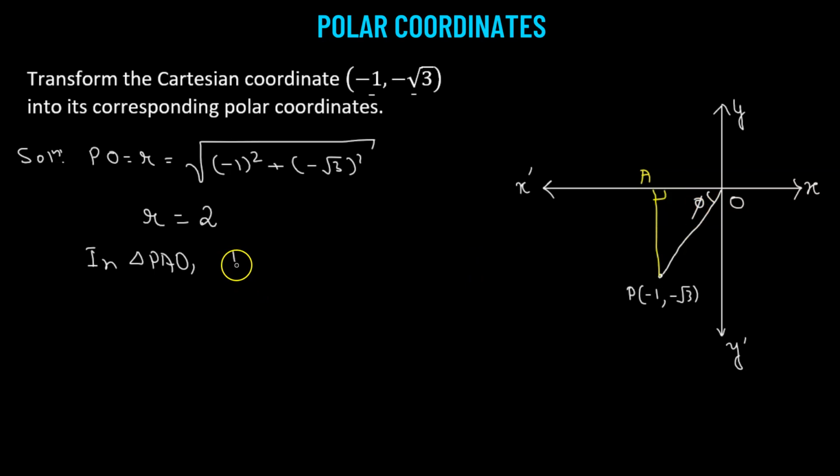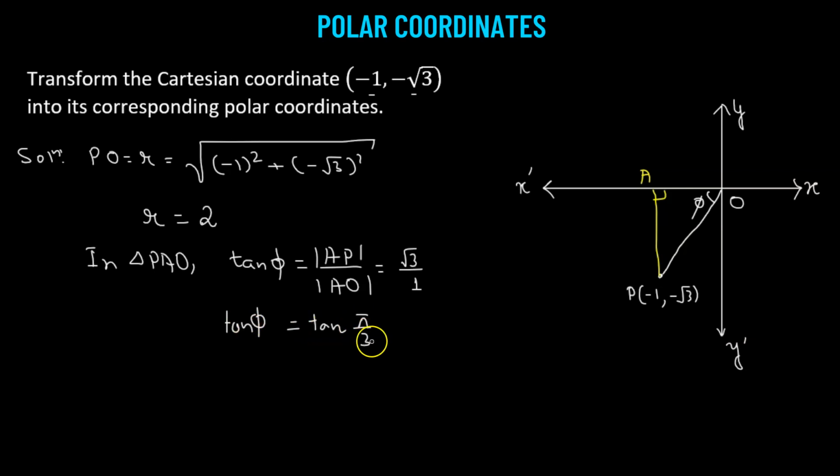So for this angle phi, first we'll take the tangent of that angle phi. This will be equal to the y coordinate, which is AP, divided by the x coordinate, that's going to be AO. And we're only going to consider the magnitude, we're not going to consider the sign. So that means AP value, which is √3, divided by AO, which is 1. So this gives us tan phi equals tan of pi over 3 radians, because tan of pi over 3 gives us a value √3. So equating both sides, we get phi equals pi over 3 radians.